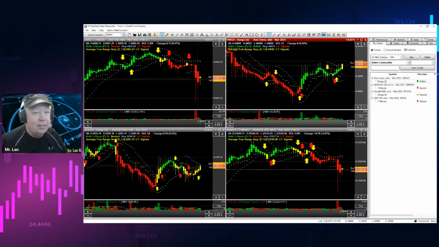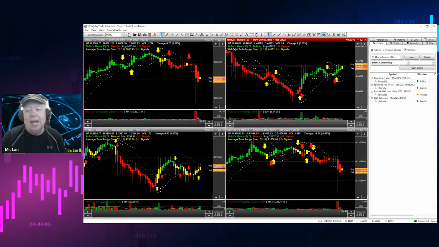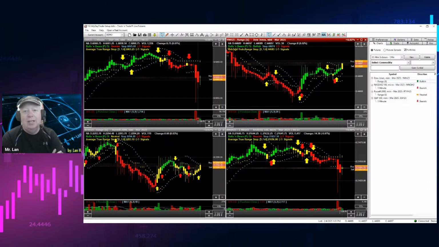All right, let's get started. Up in the upper left-hand corner, we have the S&P 500. In the upper right-hand corner, we have the Dow. This is a mini Dow. Bottom right-hand corner, we have the micro NASDAQ, so it's a small one. Bottom left-hand corner, we have the mini Russell 2000. Now, these are the indexes that we like to trade over in the futures market.